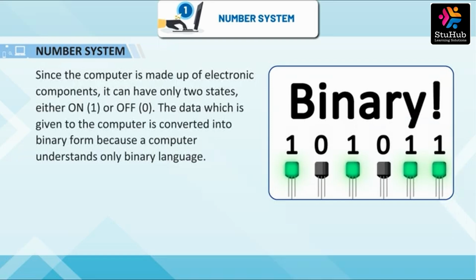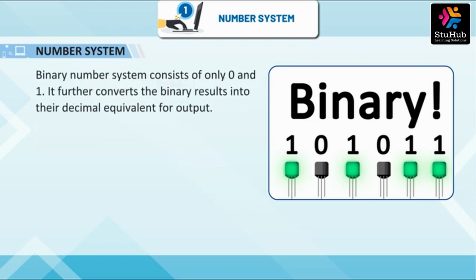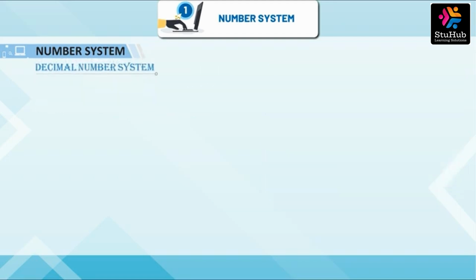Since the computer is made up of electronic components, it can have 2 states, either on 1 or off 0. The data which is given to the computer is converted into binary form because the computer understands only binary language. Binary number system consists of only 0 and 1. It further converts the binary results into their decimal equivalent for output.